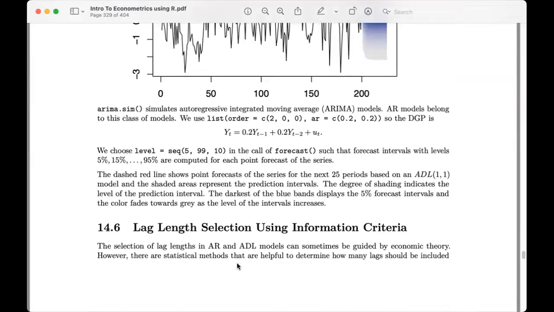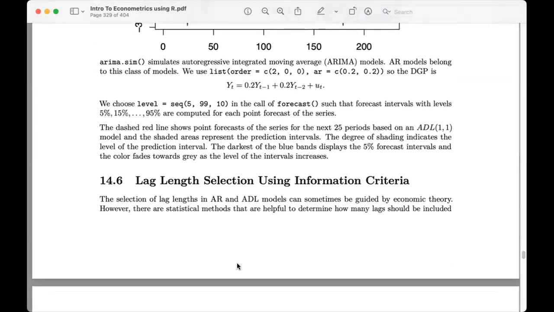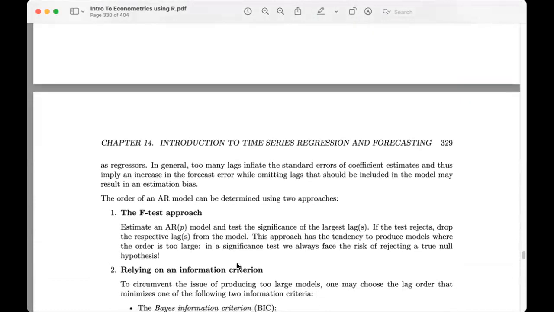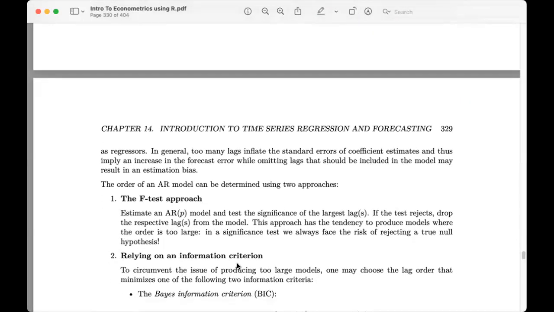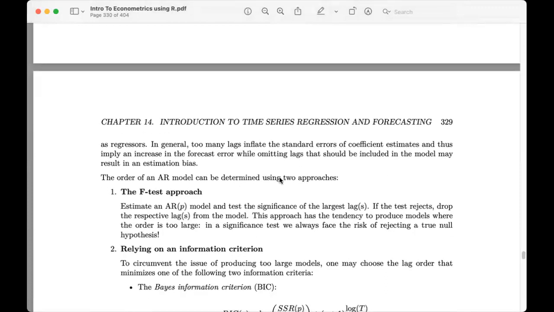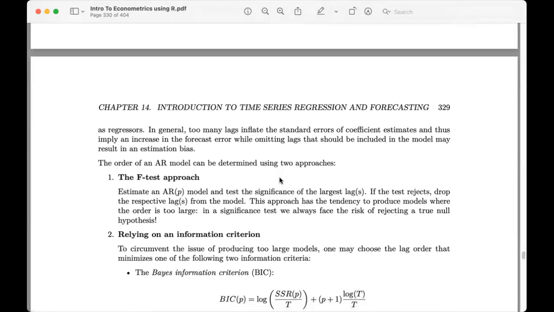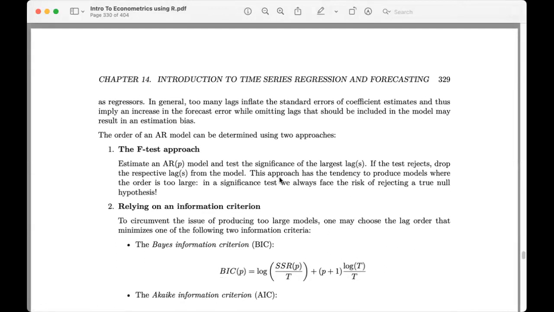So now it looks at the lag length structure using the information criteria. The selection of lag lengths, how many lags we should consider in AR and ADL models, can sometimes be guided by economic theory. However, there are statistical methods that can be used to determine how many lags should be included in our regression. In general, too many lags inflate the standard error of coefficient estimates and thus imply an increase in the forecast error, while omitting lags that should be included in the model may result in estimation bias.